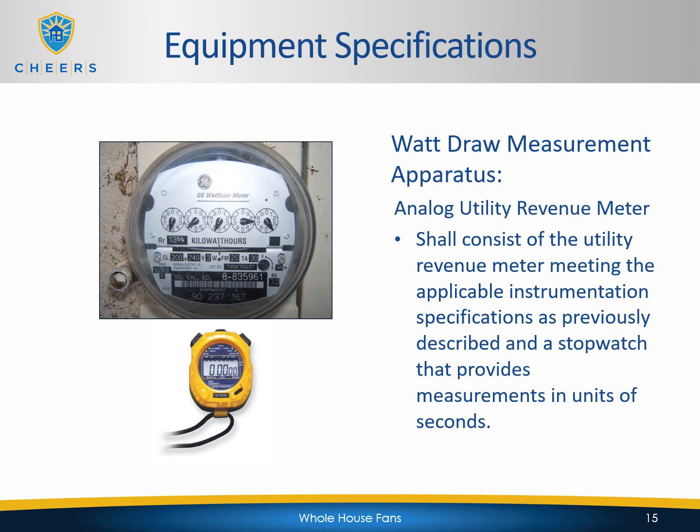Analog utility revenue meter: it shall consist of the utility revenue meter meeting the applicable instrumentation specifications as previously described, and a stopwatch that provides measurement in units of seconds. To perform this verification, you're going to need both of these items, and we'll go through the steps that you use to do that, and you'll understand why you need the stopwatch along with the analog meter.